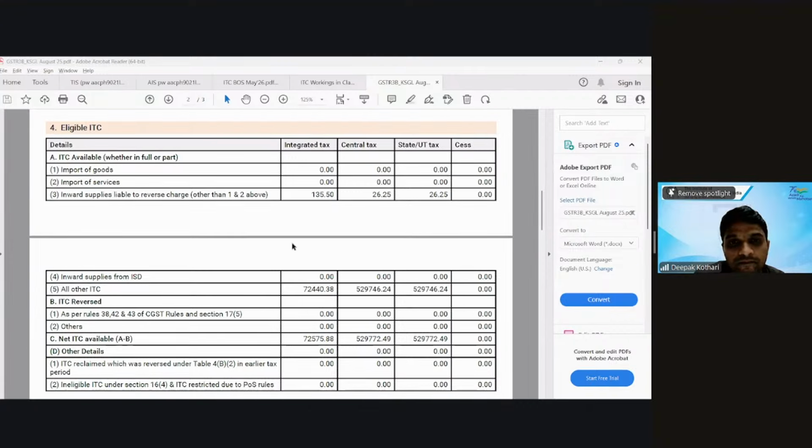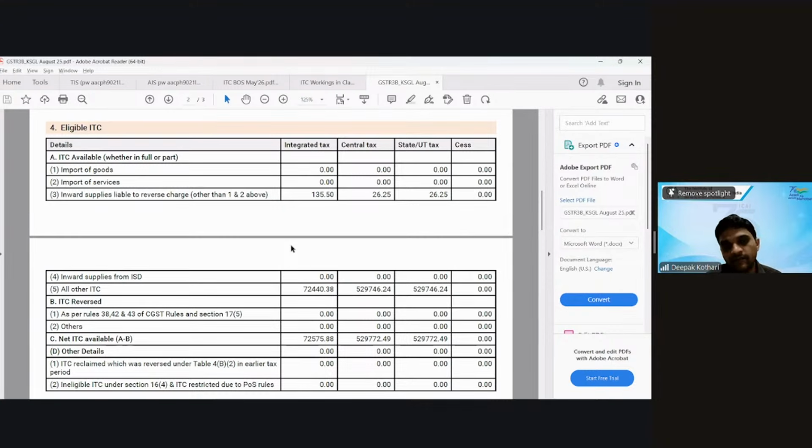Sir, in order to avail it, the supplier has to upload the invoices in GSTR 1, right? Yes, he has to upload in GSTR 1. You can see it in GSTR 2B. So, sir, if he has not uploaded the invoice and you request him to do it, and let's say he did it in the next financial year and not in the current year, will I be eligible to receive that ITC in the next year?